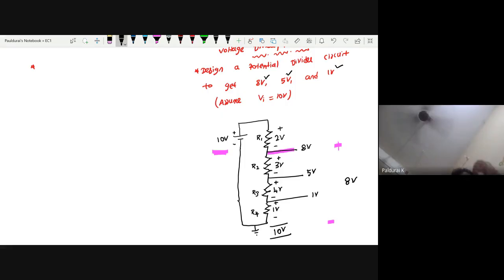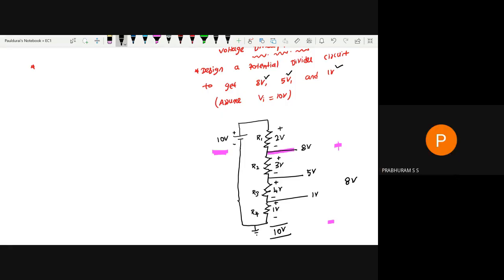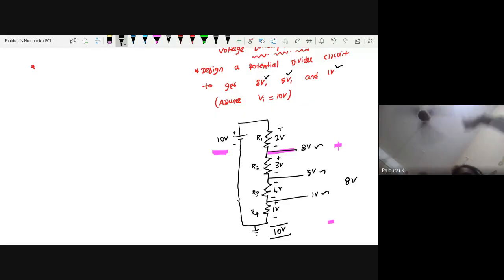I will give it 2 minutes. Sir, looking from ground, there is a 1 volt drop in R4. Similarly, from ground to 5 volt, R3 plus R4 is 5 volt. So since R4 has 1, R3 must have 4, sir. Okay, whatever you are explaining is correct. But please, can you come from upwards?